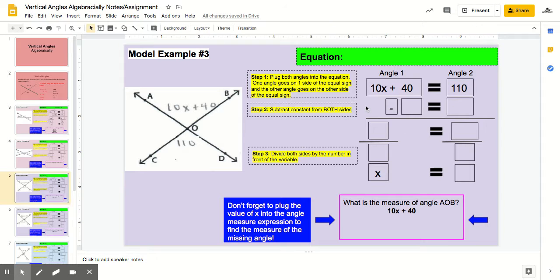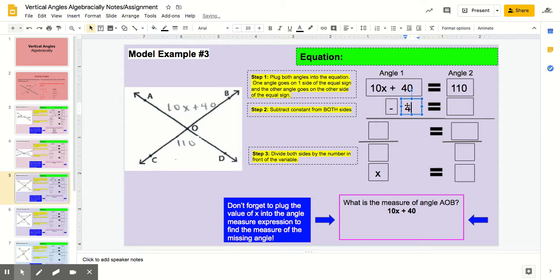Okay, now I'm simply going to solve this equation. Well, my next step is to subtract the constant from both sides. My constant is 40, so I'm subtracting 40 on both sides of this equation. Okay, I'm bringing down the 10x.